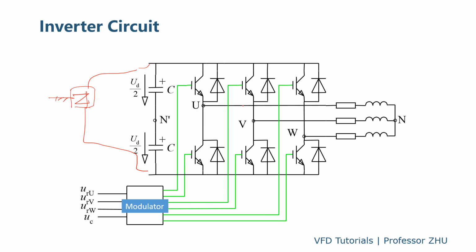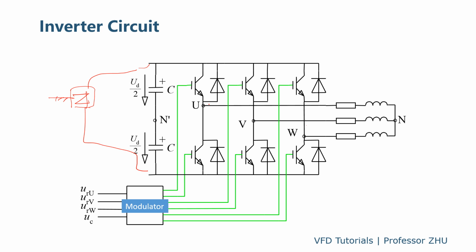For a three-phase, two-level inverter, we have six IGBTs. For each phase, like the U phase, we have an upper IGBT and a lower IGBT. For each IGBT, there is a diode, which we call the freewheel diode, in reverse parallel with the IGBT. This is the U phase, V phase, and W phase.